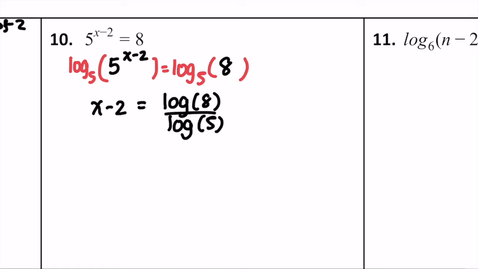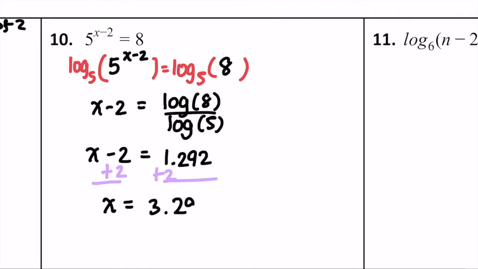So I have log of 8 divided by log of 5, and I get 1.292, and that's equal to x minus 2. I add 2 on both sides. I want to get that x by itself on the left. And I get that x is equal to 3.292. That is my answer.